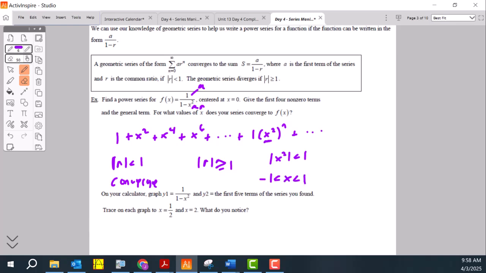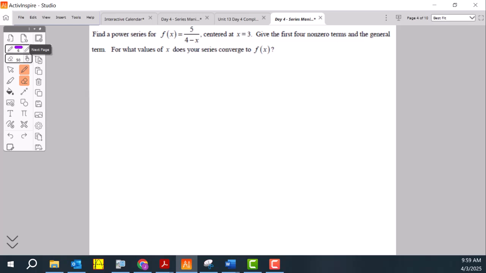But here's the thing. Unlike with our other times we've checked for radius of convergence and interval of convergence, we don't have to check the endpoints, because if r is equal to 1, it diverges. So there's no need to check the endpoints for this. It's just going to be this interval here. That's it. And this applies to other problems as well.